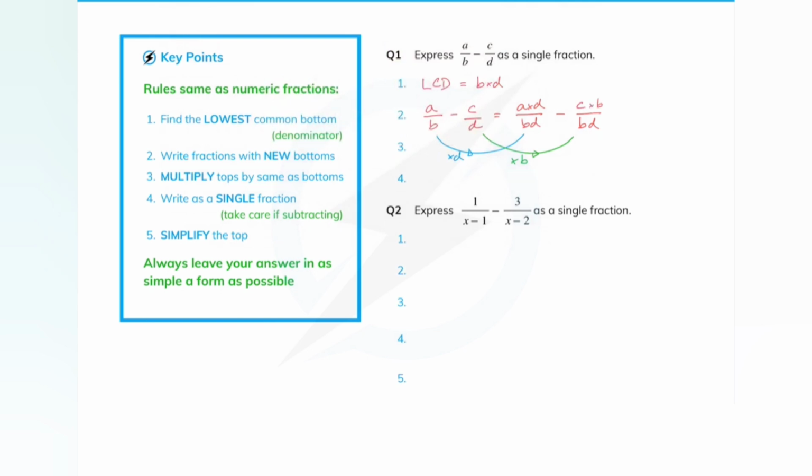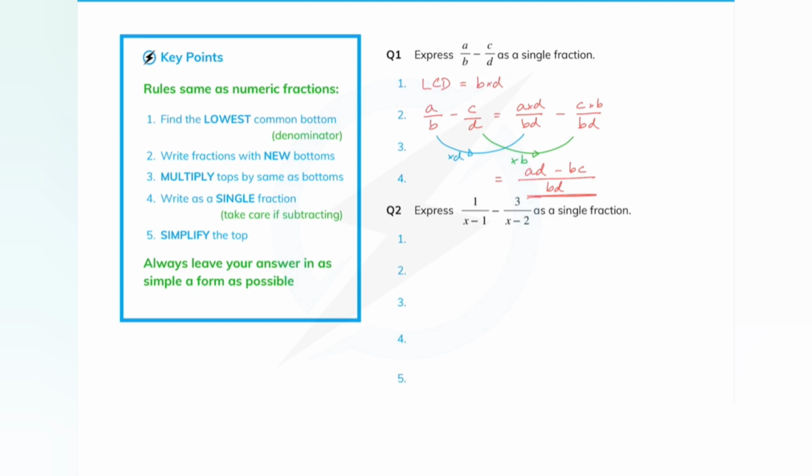And so now I can say that a over b minus c over d is, well, it all goes over bd, and I've got ad minus cb. Now I quite like to write things in alphabetical order, so I'm going to call that bc. And in fact, step 5 doesn't need to happen here because the top is already as simple as it can be.